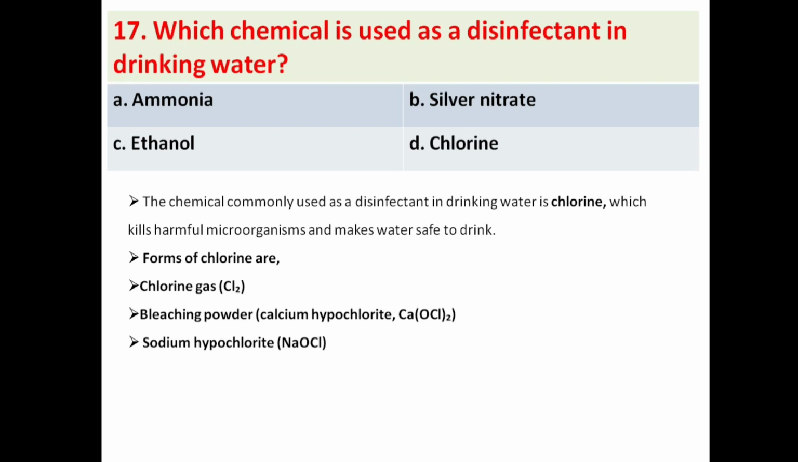And the forms of chlorine are chlorine gas, bleaching powder, that is calcium hypochlorite, and sodium hypochlorite. These are the forms of chlorine which can be used as a disinfectant in drinking water. Option D, that is chlorine, is the correct answer.